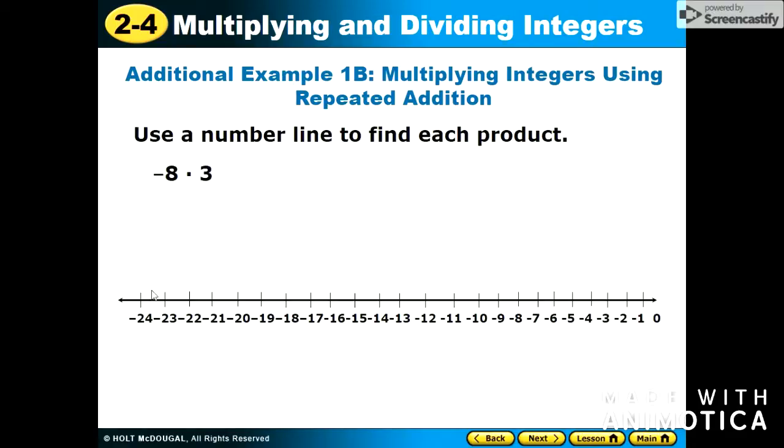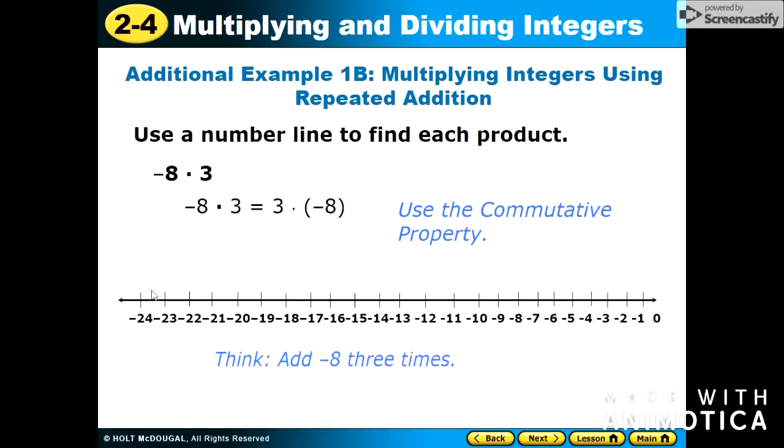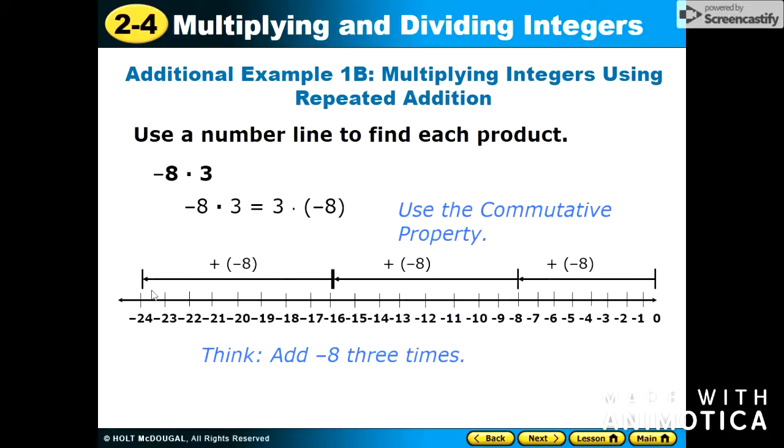And for letter B, it says negative 8 times 3. Again, they'll use the commutative property first to just switch the order of those two things. But remember that it's just like adding negative 8 3 times. There you see it represented on the number line, negative 8 3 times. So our total, negative 8 plus negative 8 plus negative 8, would give you negative 24.